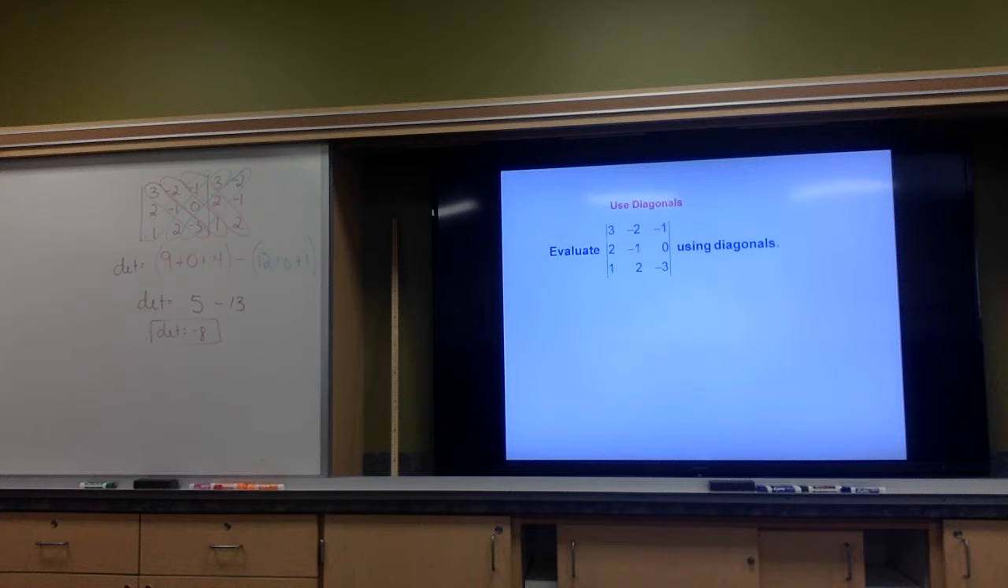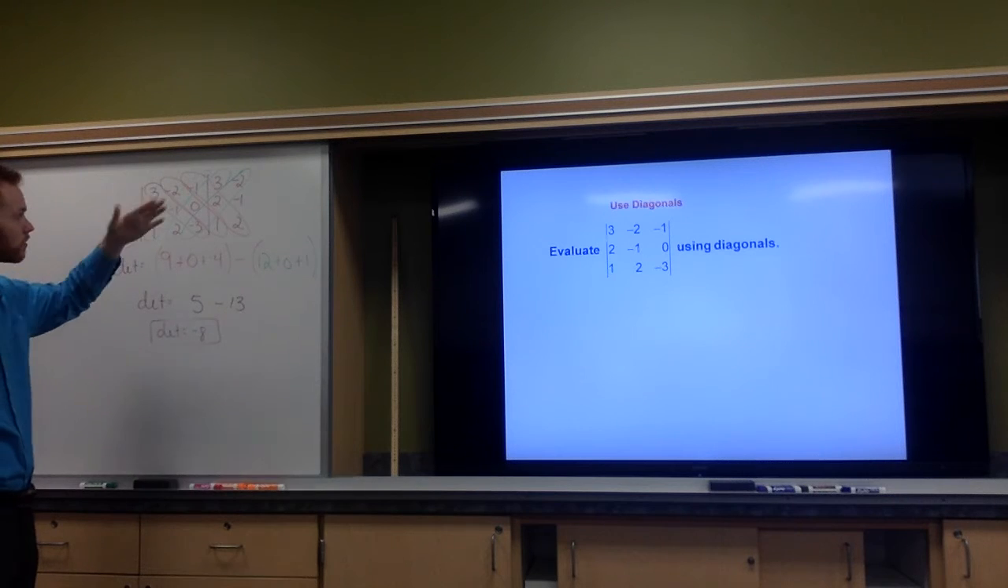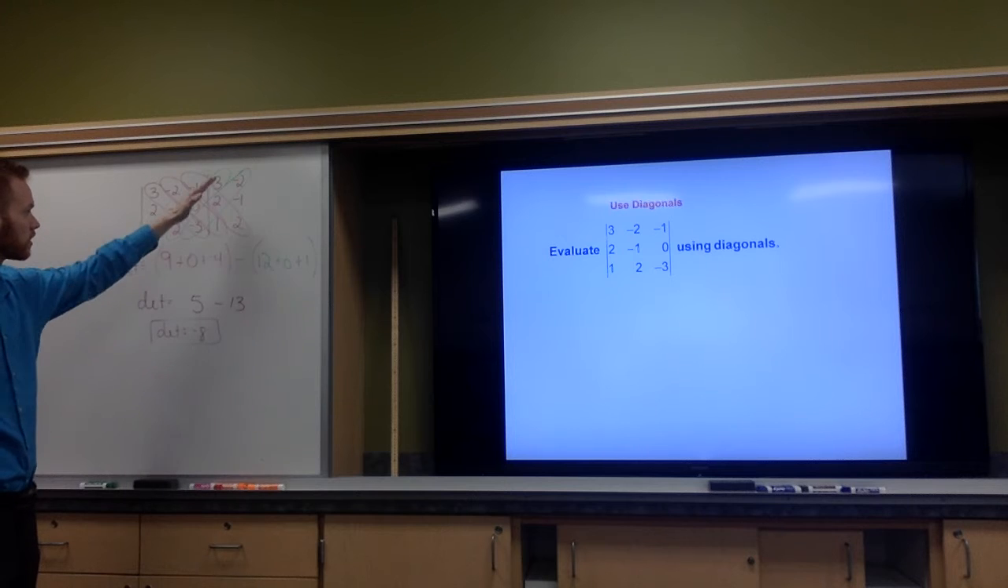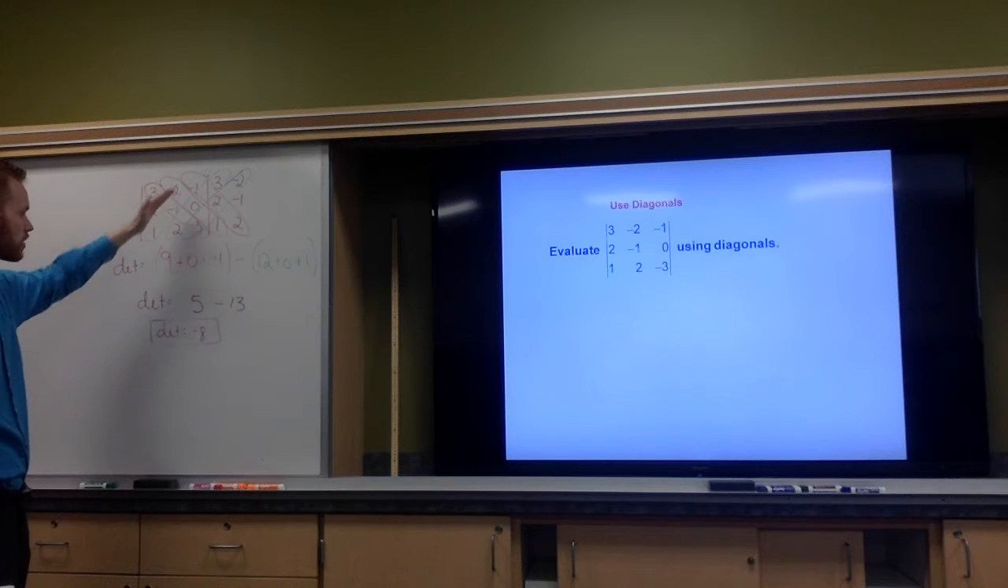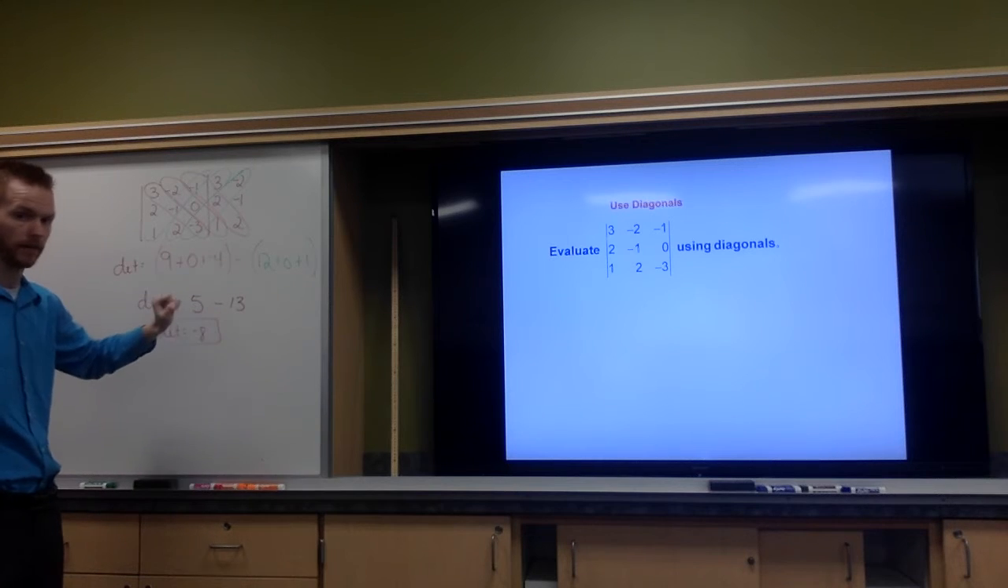And that's what you do. Okay, so you take these two columns, put them over here. Then just like 2x2s, you take your diagonals and multiply them, add them together. Take the other diagonals in the opposite direction, multiply them, add them together, and then subtract what you have here.